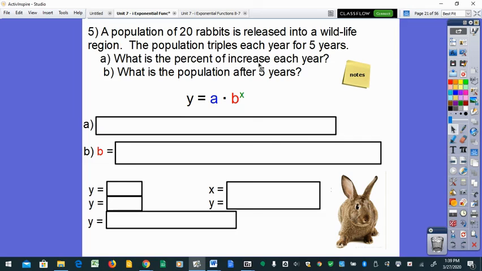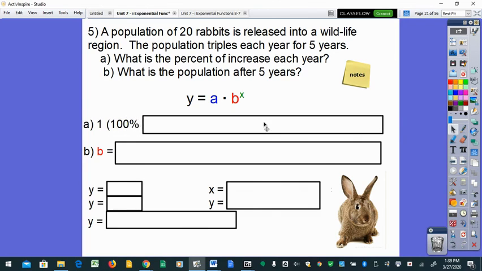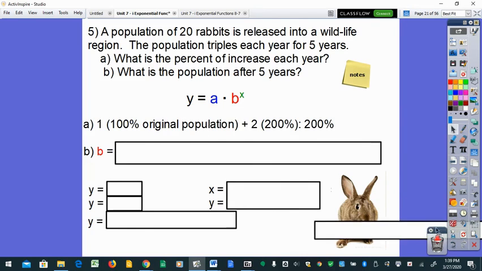I just want to mention that when something triples, what is happening is you have the original population, that would be your 1, that's your 100%. And then you would actually be adding 200%. If you take the original 100 plus the additional 200, there's your 300%, or your tripling. So what is your percent of increase? It's actually a 200% increase when something triples.